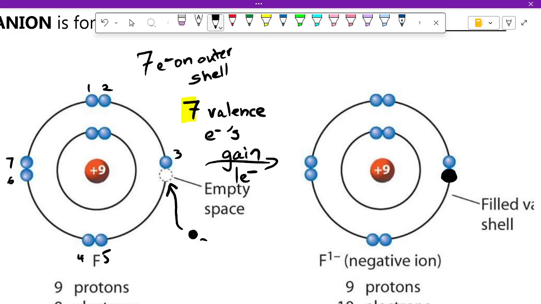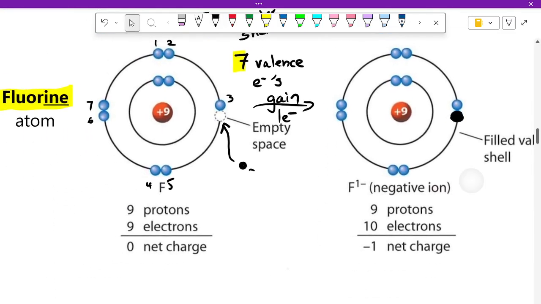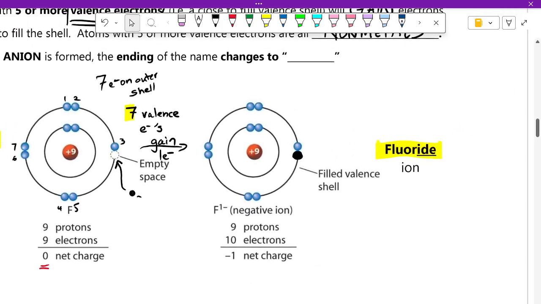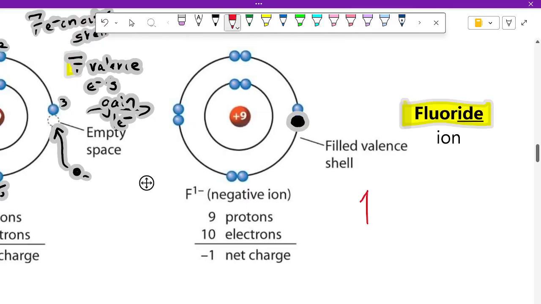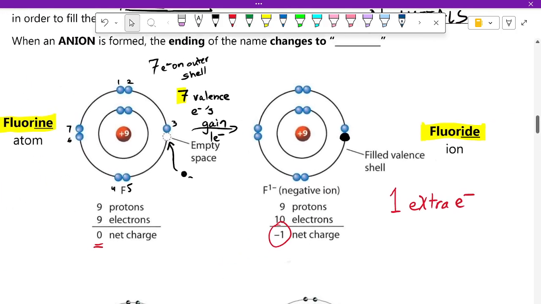So now we have 8 electrons. We still have 9 protons. So we went from a fluorine atom that has a 0 net charge to, we don't call it fluorine anymore, we call it fluoride. It has 9 protons, but now it has 1 extra electron. And so what is its charge? It is -1.